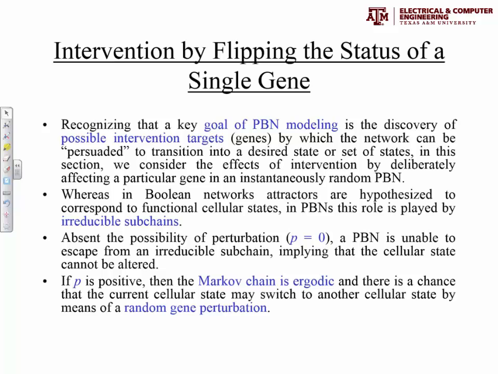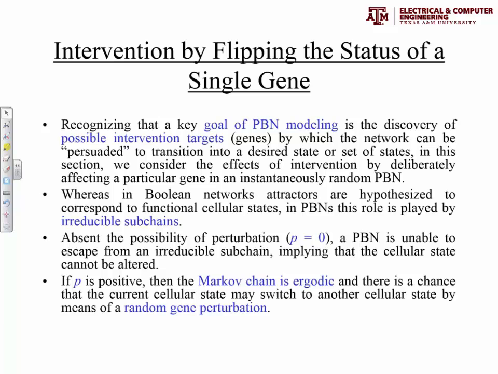That's another technique that is used quite commonly for blocking the activity of a gene, right? So recognizing that a key goal of PBN modeling is the discovery of possible intervention targets or genes by which the network can be persuaded to transition into a desired state or set of states. In this section, we consider the effects of intervention by deliberately affecting a particular gene in an instantaneously random PBN.